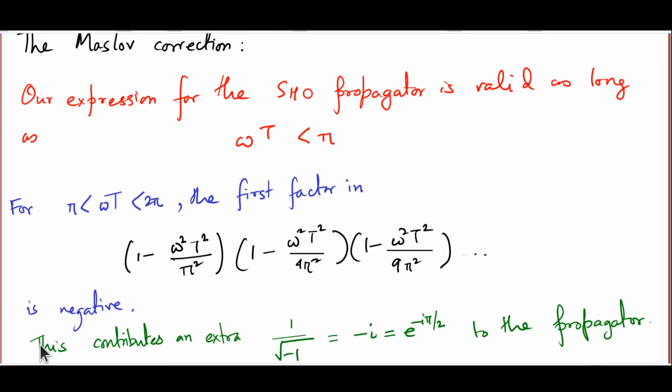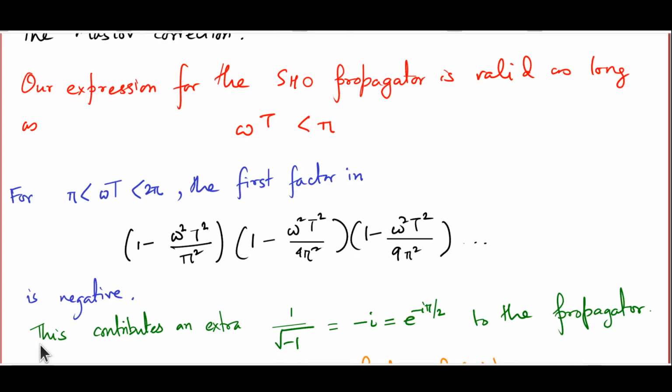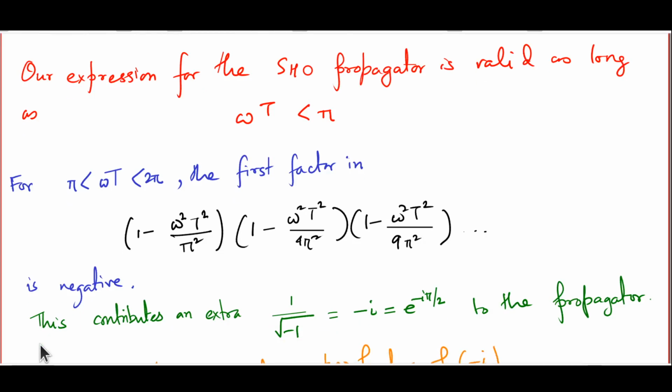Which means that in the square root of the product that we are going to get, this will contribute an extra factor of 1 by square root of minus 1. That is, you are going to get a minus i, which of course is e to the minus i pi by 2.